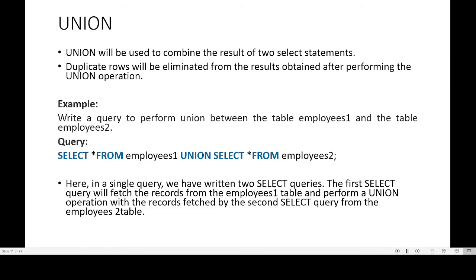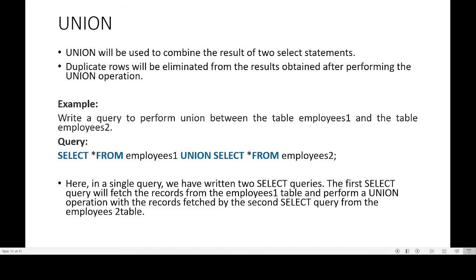For example, let us consider we want to find the union between two tables, employees1 and employees2. This is the structure of the query. How we can do it is SELECT star FROM. Star means it will select all the rows from the table. So SELECT star FROM employees1 UNION SELECT star FROM employees2. Here in this particular query, we can see we have used two SELECTs, one SELECT for employees1 and the second SELECT for employees2.